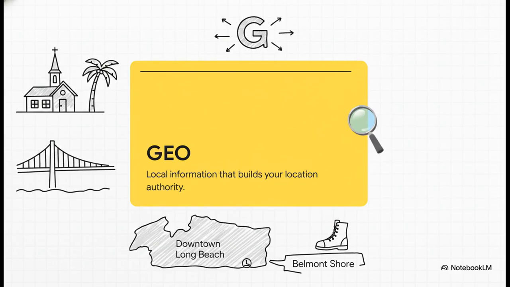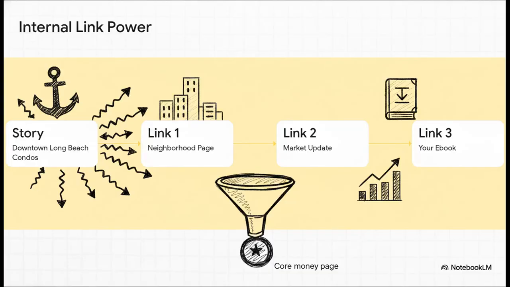GEO is all about proving to the algorithm that you are the true, undisputed local expert in places like, say, downtown Long Beach or Belmont Shore. It forces Google to see you as an authentic authority rather than just another generic portal clone. So how does this actually look in practice?